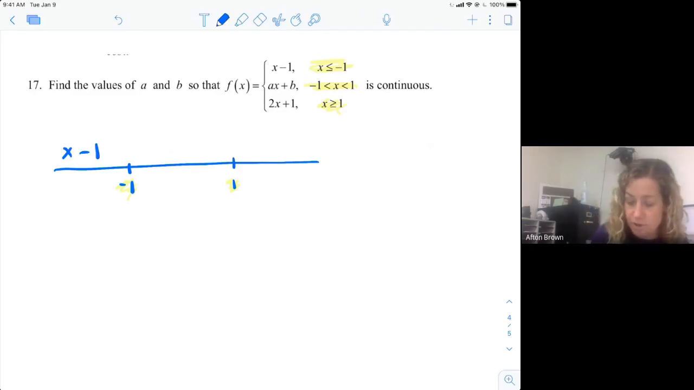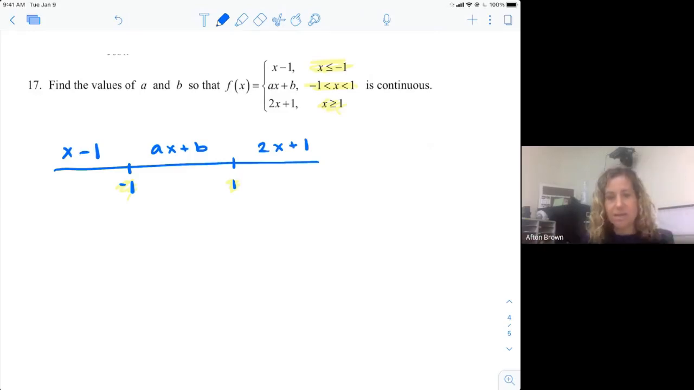In between -1 and 1, the function is ax plus b. For values bigger than 1, it's 2x plus 1. So I'm just basically seeing how these three pieces should fit together. The ax plus b is defined in between -1 and 1. If I actually sketched this graph, I'd have some linear function, some other linear function, some other linear function, but I don't want to take the time to graph it.